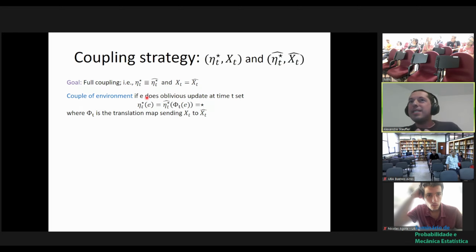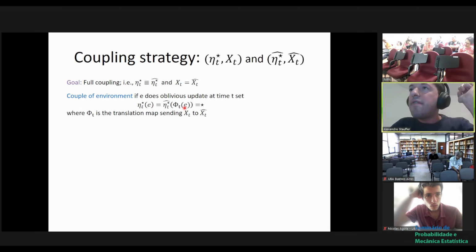So what it says is, suppose I just observe the first copy, and I'll try to construct the second copy as a deterministic function of the first one. So if an edge in the first copy does a non-believers update at time t, then I take the corresponding edge in the other copy, which is not really the same edge, but it's an edge from the point of view of the Walker. That is the edge phi_t of E, where phi_t is just a translation map that sends the Walker at position t, x_t, to x_t hat.